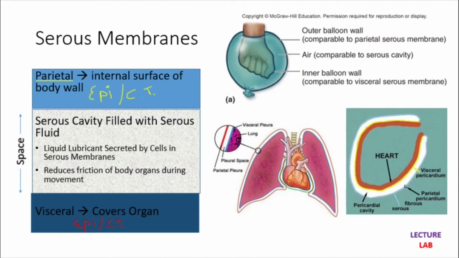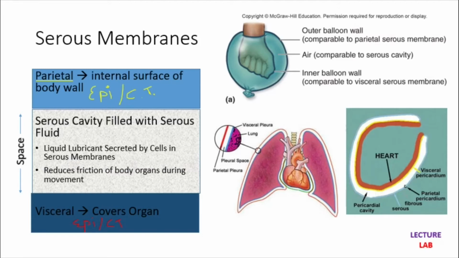Then the latex that's on the outside of the balloon, that now we call the parietal layer. Then the air that's in between the latex of the balloon is our example of where you're going to have that serous cavity, and it's filled with serous fluid. This is an oily substance. It lubricates. It's made by the cells of the serous membranes, and it helps reduce the friction of the body organs.